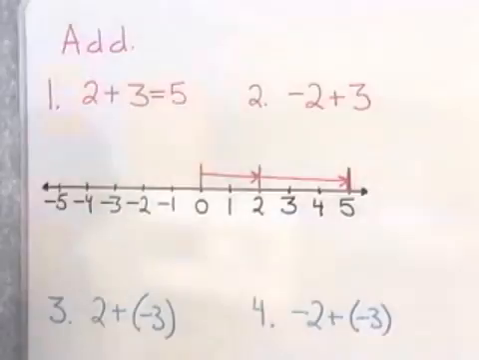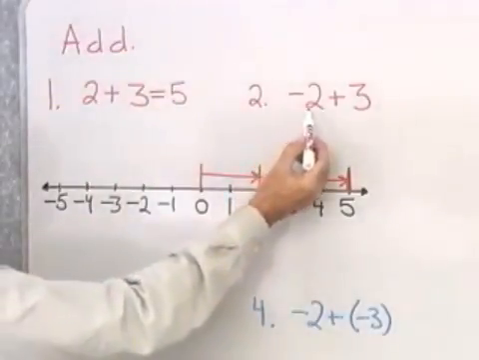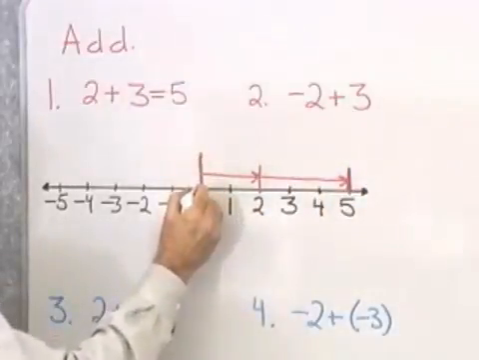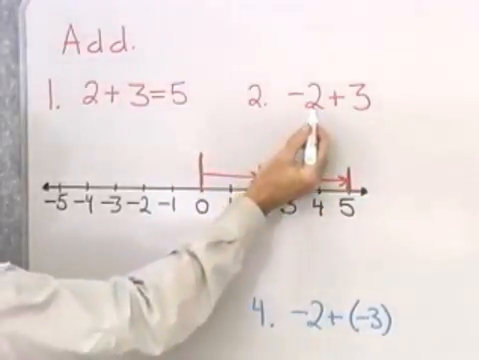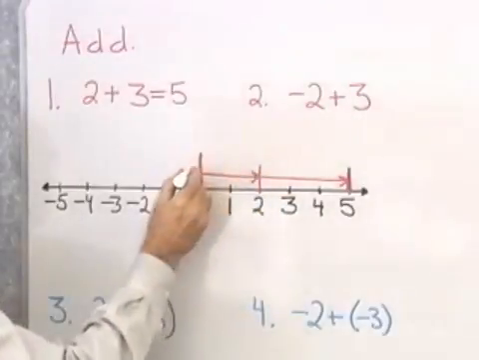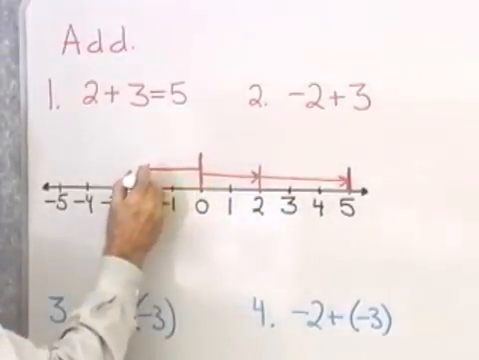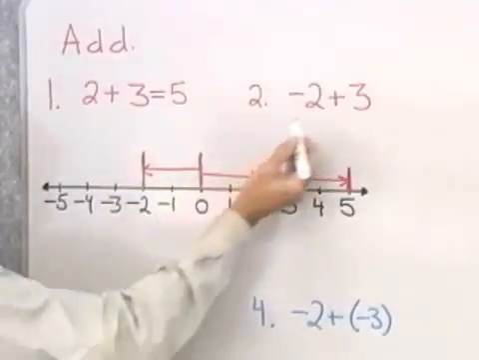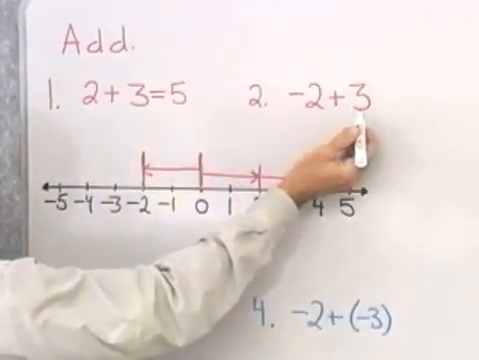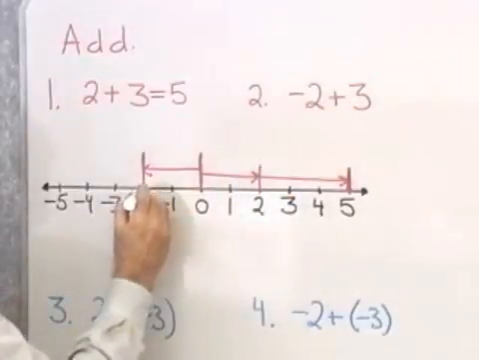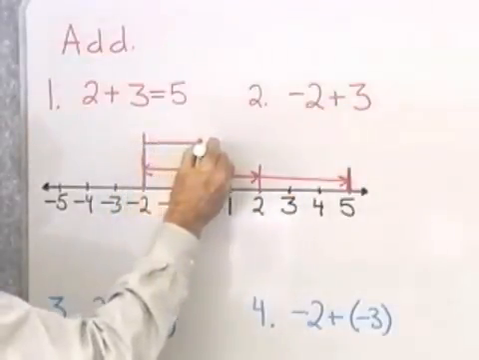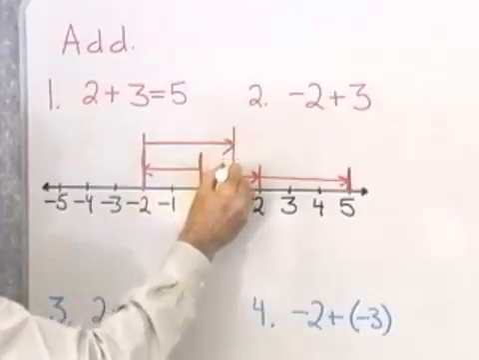Here's our next problem. We can use the same idea to add negative 2 and 3 on the number line. I always start at the origin, so that's at 0, and I move 2 units in the negative direction. So I start here and move 1, 2 units in the negative direction. That means that I end up right here. And then I want to move 3 units in the positive direction. So from here, I move 1, 2, 3 units in the positive direction.